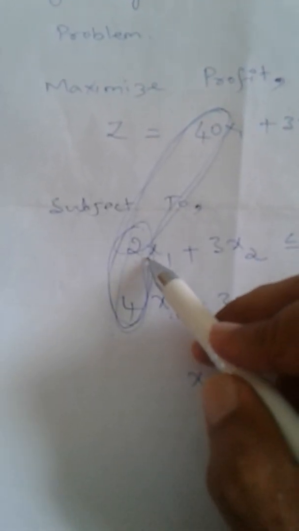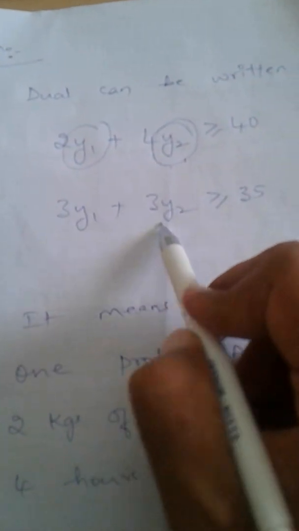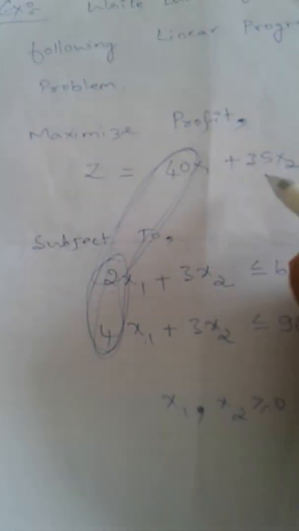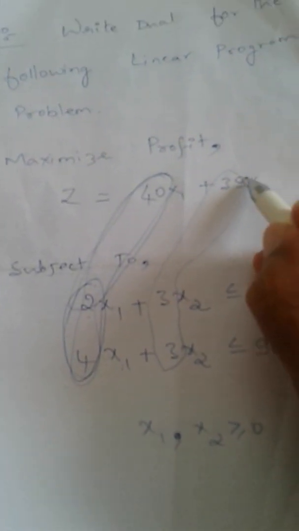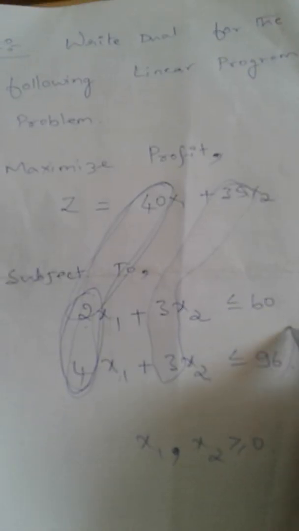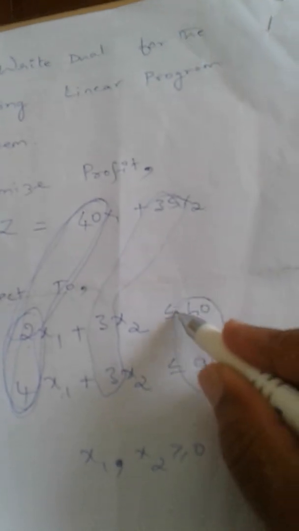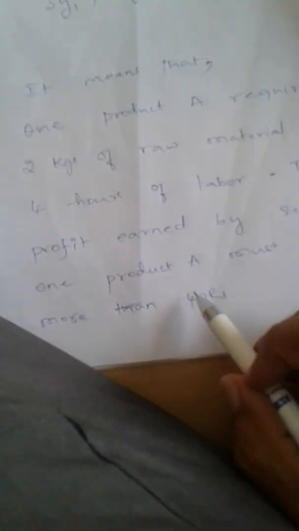So this is how we get the equation 2y1 plus 4y2 greater than or equal to 40. Similarly, 3y1 plus 3y2 greater than or equal to 35. How did it come? We are just clubbing all the coefficients of x2 and writing one equation. Now what is left over is the right hand side, and we formulate another equation for it.